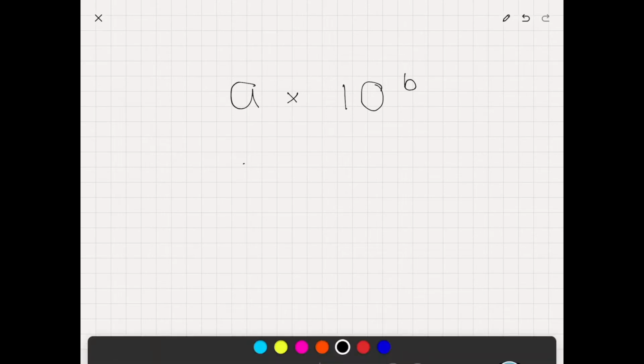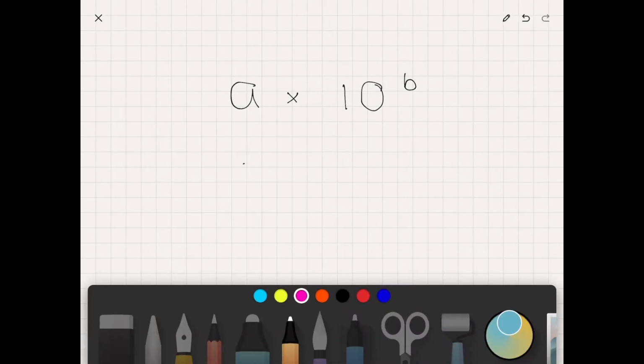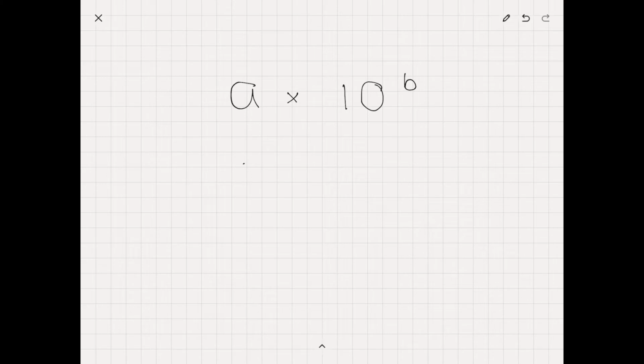So we have a special set way in which we do this, and what it is, is a times 10 to the power of b. So that's our certain way of doing this. Now in this video I will be referring to a as the a value and b as the b value. B value, you can't really go wrong with it. It's kind of tricky to go wrong with it.